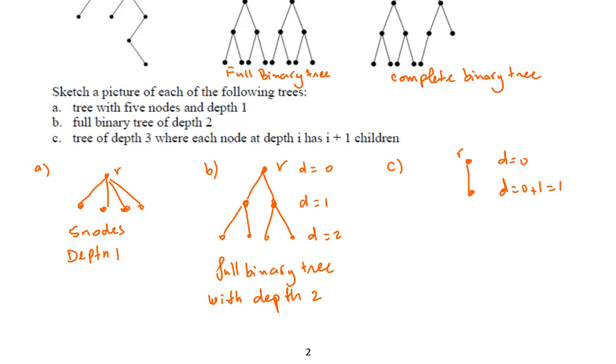And this node here is depth 1. This node should have i plus 1 children. If the depth is i, which is 1, it should have 1 plus 1 children. That means it should have 2 children. And now I'm still at depth 2. We need depth 3. That means each node will have 2 plus 1, 3 children.